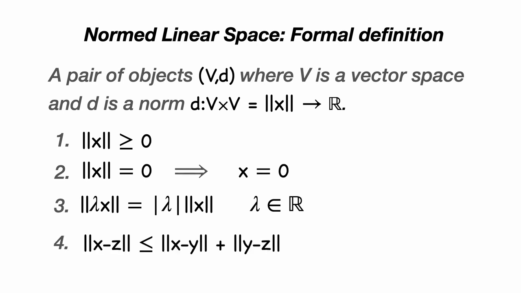Number 4. The triangle inequality must hold for any three vectors in the space. So if we have three vectors, x, y, and z, then the norm of x minus z is less than or equal to the norm of x minus y plus the norm of y minus z.